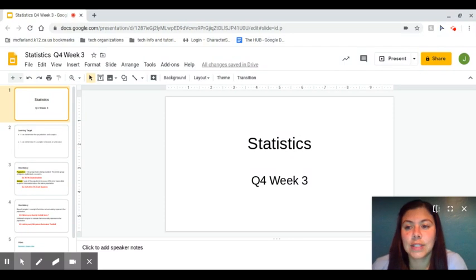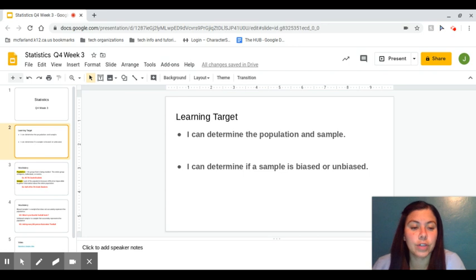We are starting our last unit, statistics and probability. We have 2 learning targets for this week. Our first learning target is I can determine the population and sample. Our second learning target is I can determine if a sample is biased or unbiased.